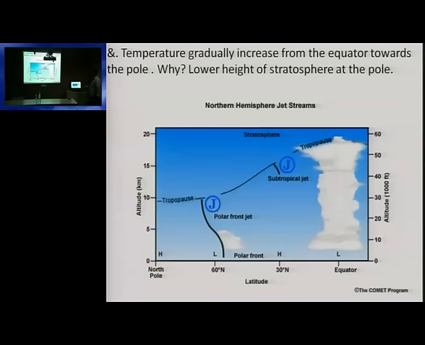Increase. So if UPSC asks you this question, can you answer? It will be a left hand game, huh? Temperature gradually increased from equator towards the pole. Why? In stratosphere, okay? You correct the question. It is temperature in stratosphere gradually increased from the equator towards the pole. Why? You know the reason why.